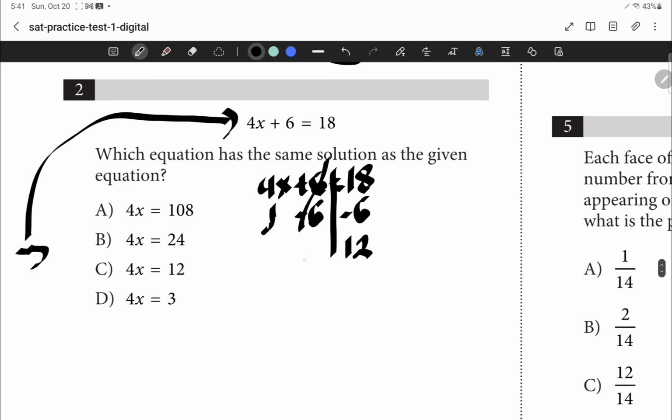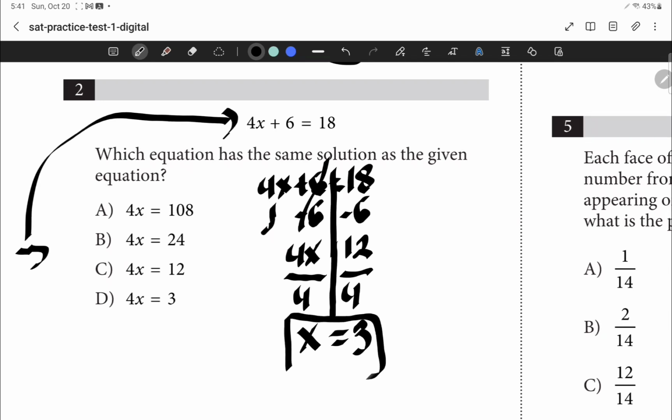Now we bring this down. So now we have 4x. Whenever you have a number and a letter together, in order to get rid of it, you have to do the opposite. Right here, those two numbers are getting multiplied, so we divide by 4. So x is equal to 3. All right, pretty easy.